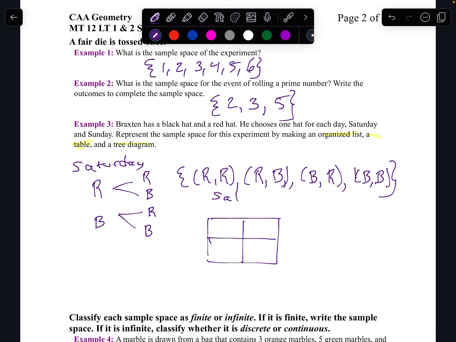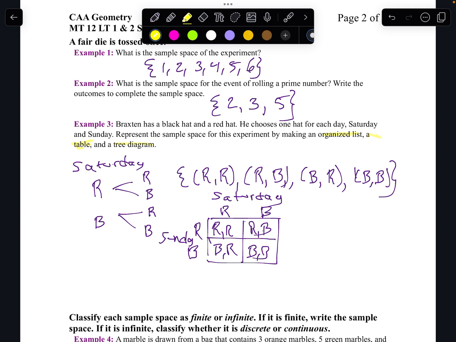and I'll put Sunday here. So Saturday, we said Braxton could get red or black. Sunday, he could get red or black. So I could have red, red, red, black, black, red, or black, black.